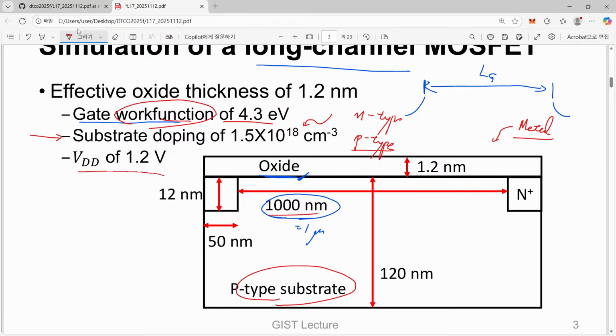Okay, and also we will use VDD equal to 1.2 volt. Nowadays we are using 0.7 volt, so 1.2 volt is somewhat higher than 0.7. So please regard this one as a quite old MOSFET. Okay.